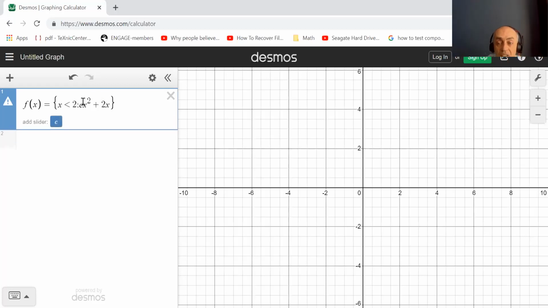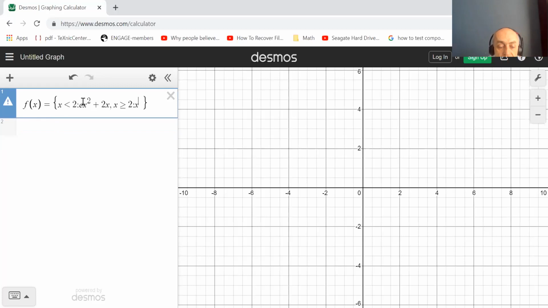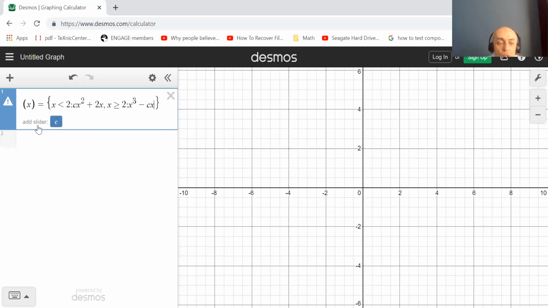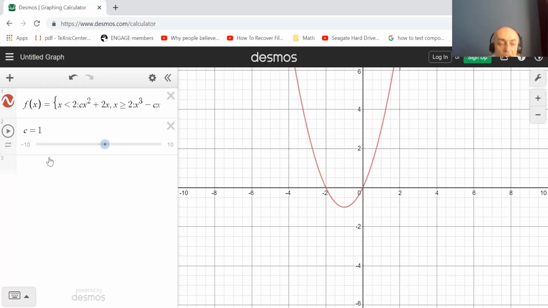It's already telling us that we should add a slider c, and I'll do the slider after I write the second part of the formula, which is when x is greater than or equal to 2, colon, x cubed minus cx. There we go. So we've got the function, and I'm going to add a slider c, between -10 and 10. Maybe we should actually work a little bit on these sliders.